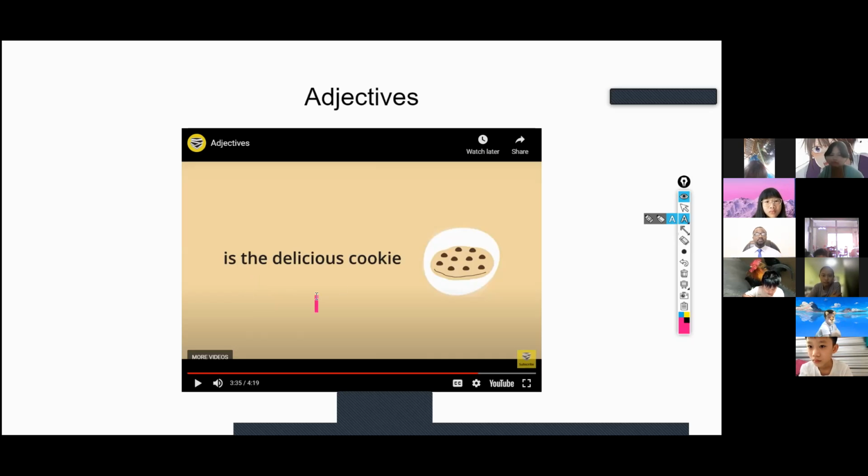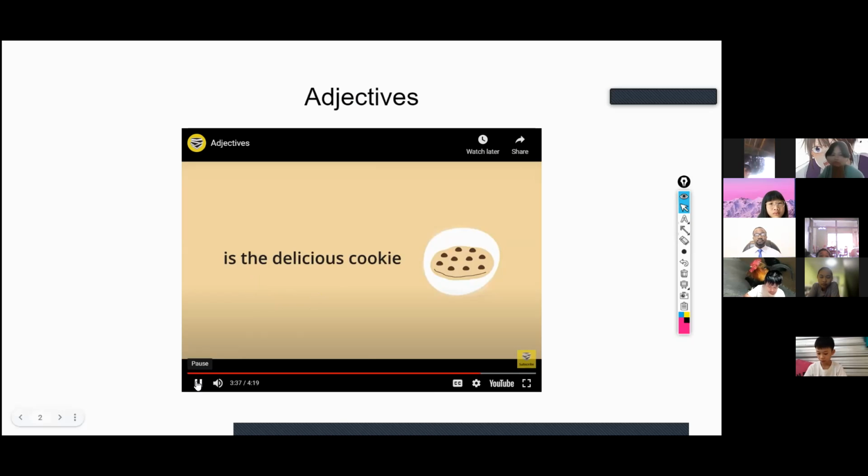Now, Moji, which word is the adjective? Delicious. Oh, you are amazing. Thank you so much. Good job, Moji. All right, let's keep going. The cookie is delicious. Very good work, Moji. Good pronunciation.